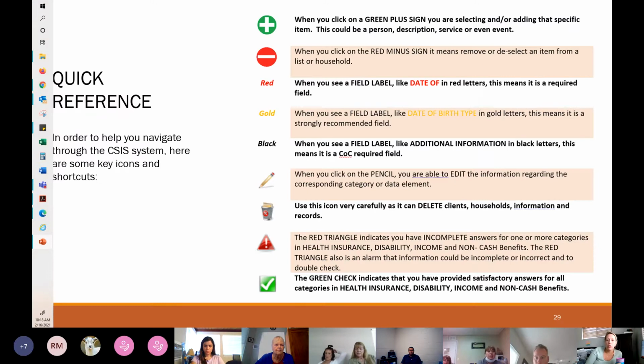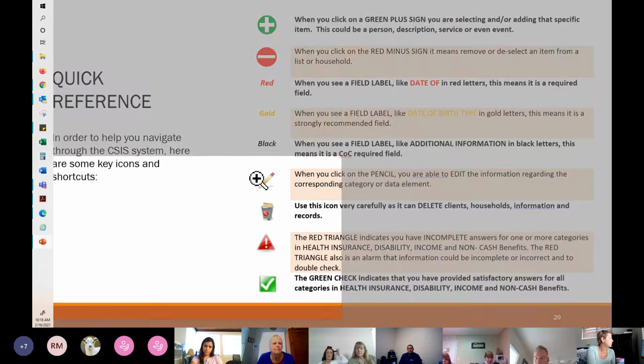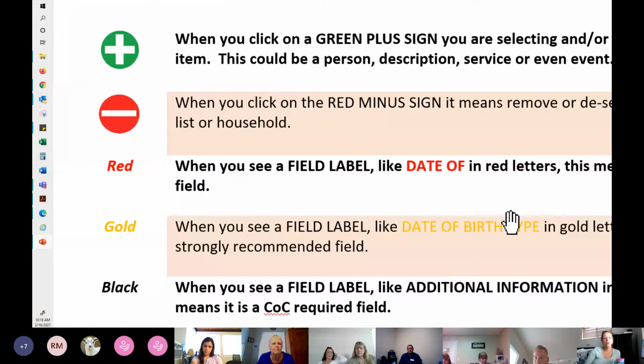From here, we're going to go through a little quick reference guide. You will see all of these symbols in your HMIS CSIS. We'll start with the green plus sign. This means that you are adding a specific item. It could be a person, description, or even event. Let me see if I can zoom in. When you use the red minus sign, this means that you are removing something. So plus sign means you're adding something. Minus sign means you're removing something.